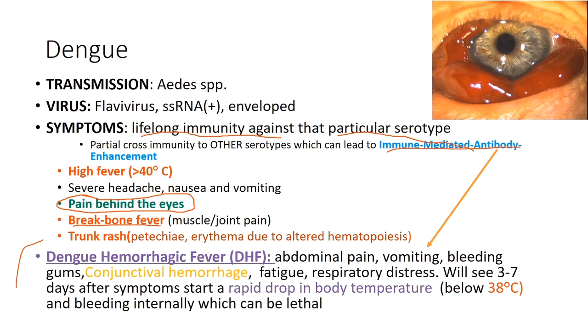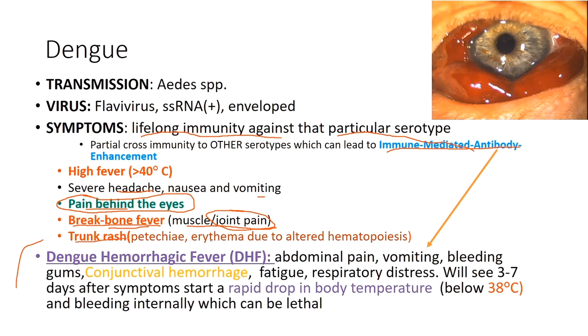Other things that come along with this, so not only just high fever and headache, nausea, vomiting, pain behind the eyes, but also what is known as break bone fever, so muscle and joint pain together. It's quite severe. The joint pain isn't as bad as chikungunya, and it doesn't last as long, but it is very severe as far as the muscle aches. It's very short-lived severe pain.